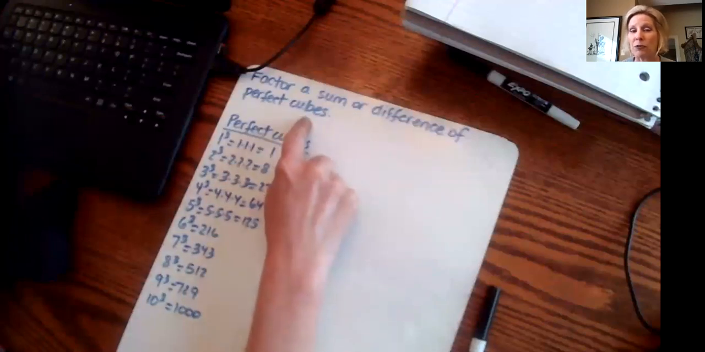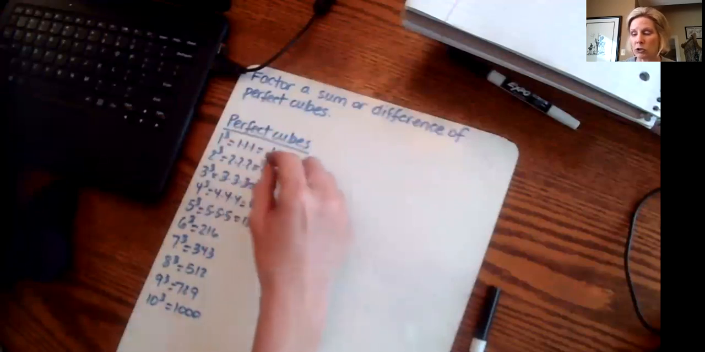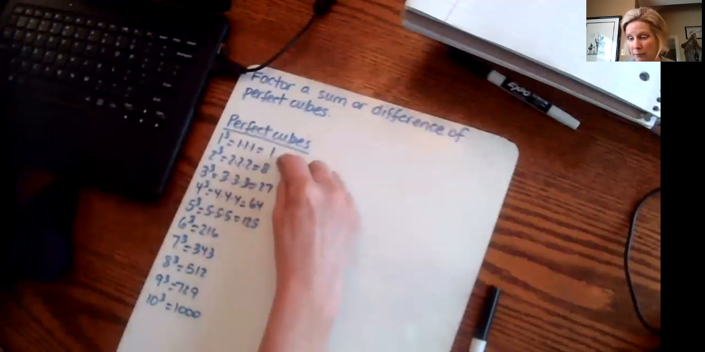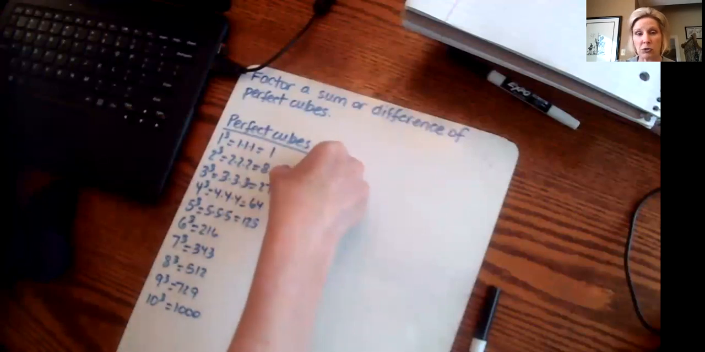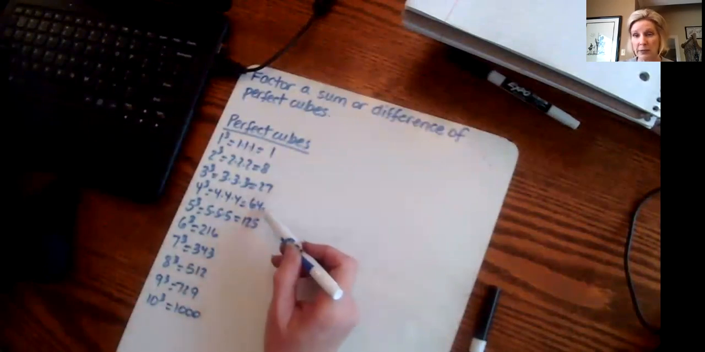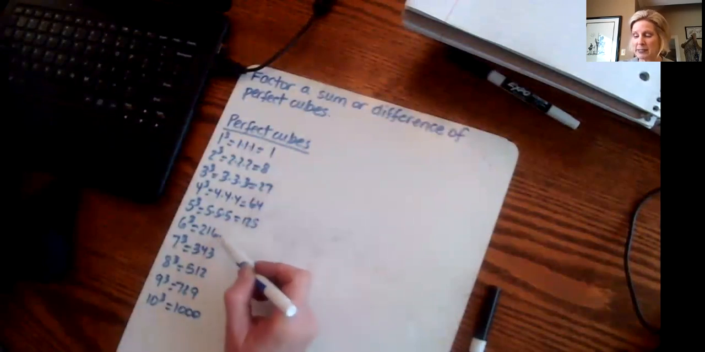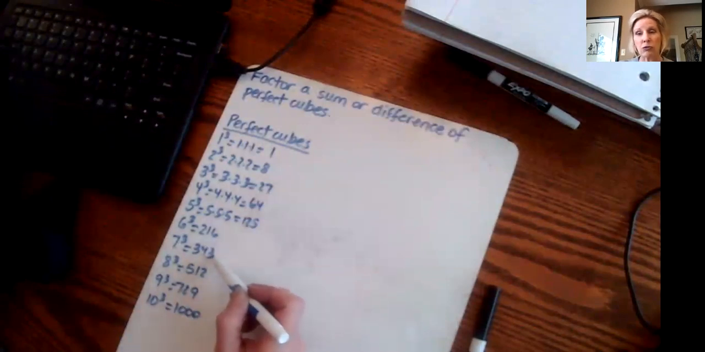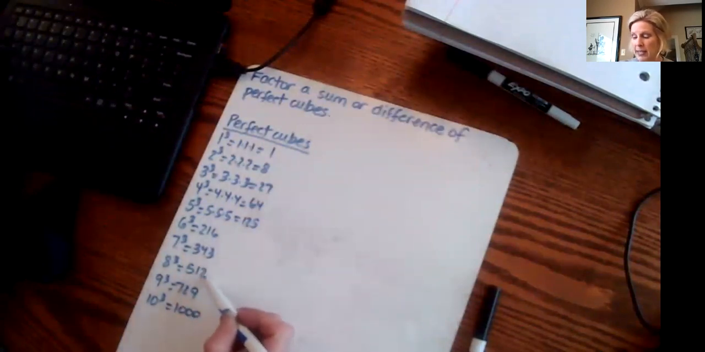So what do I mean by the perfect cubes? Well, a perfect cube is like 1 cubed, which is 1 times 1 times 1 equals 1. 2 cubed is 2 times 2 times 2 equals 8. 3 cubed is 3 times 3 times 3 equals 27. 4 cubed, 64. 5 cubed, 125. 6 cubed, 216. 7 cubed, 343. 8 cubed, 512. 9 cubed, 729. 10 cubed, 1000.